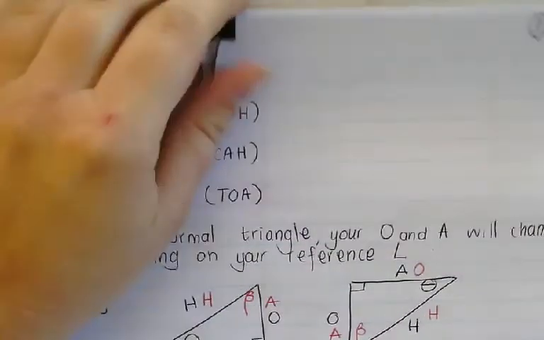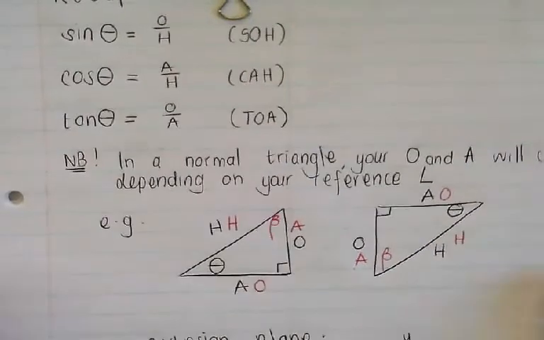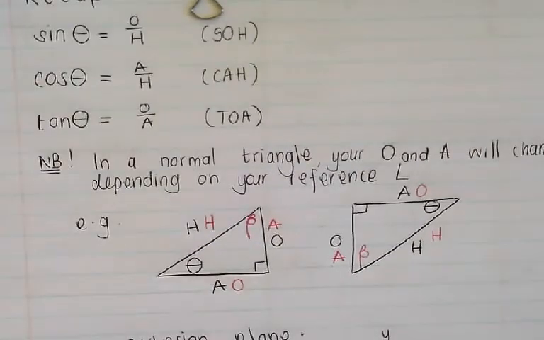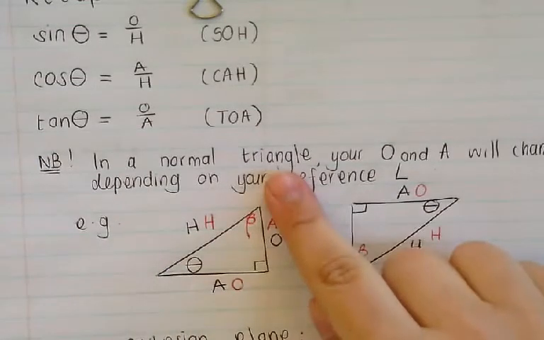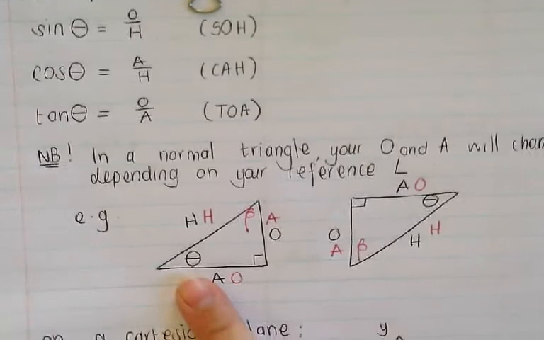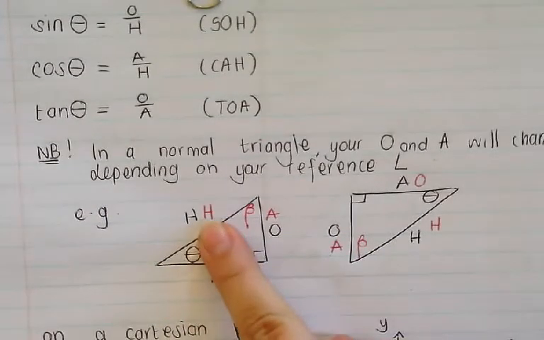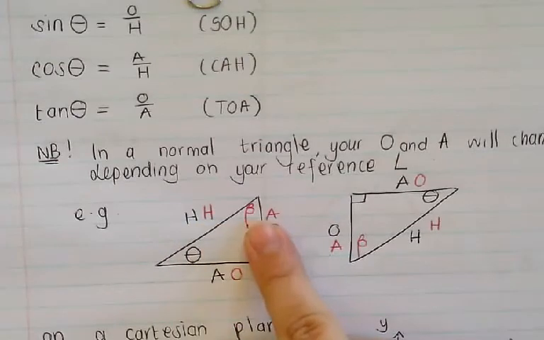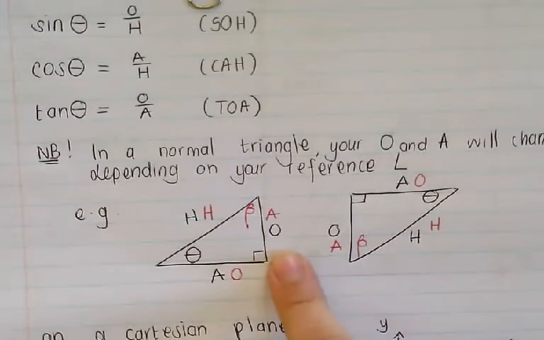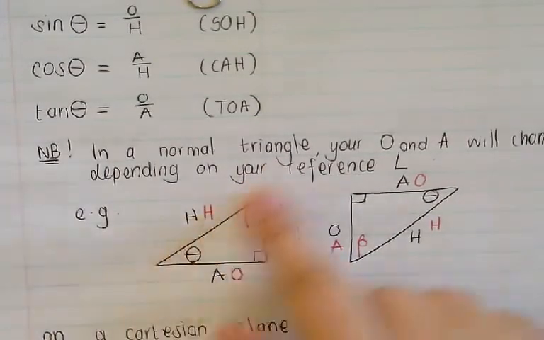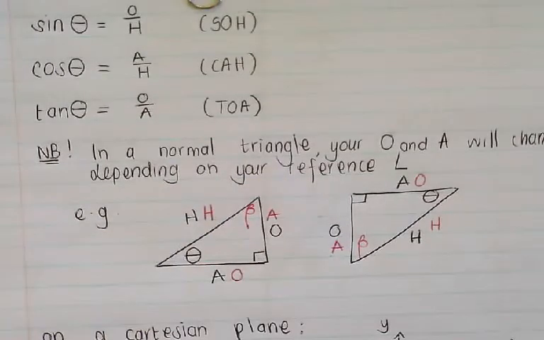So in a normal triangle, your opposite and your adjacent will change depending on where your reference angle is. So we have a triangle here. For theta in black, that is my opposite, that is my adjacent, and that is my hypotenuse. For beta in red, my different reference angle, here's my adjacent, there's my opposite, and my hypotenuse stayed my hypotenuse.